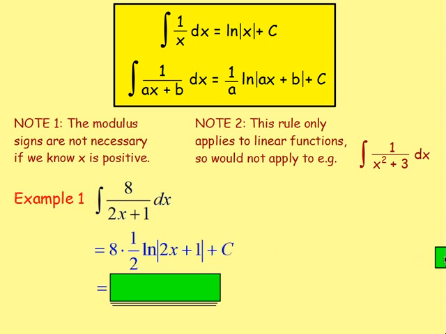And once again, you need your plus c. From there, 8 times a half. 8 divided by 2 is 4, so you'd have 4 ln 2x plus 1 with the modulus signs plus c.